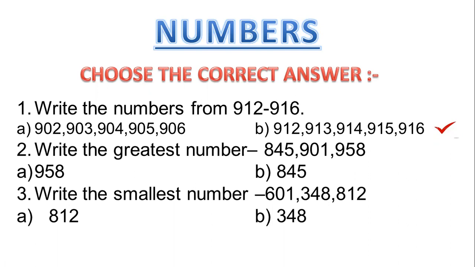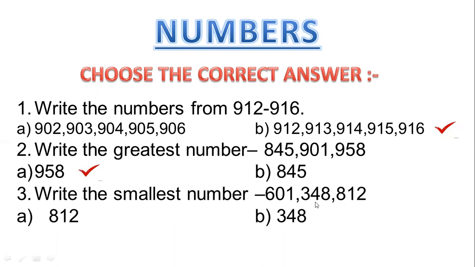Let's see question number 2. Write the greatest number. You have to find out the greatest number from 845, 901, 958. Out of these three numbers, which is the greatest number? Is it A, 958, or is it B, 845? What will be the answer? A, 958.